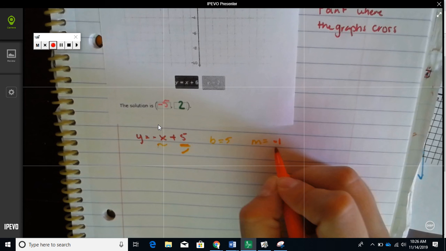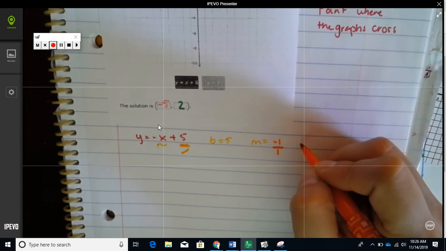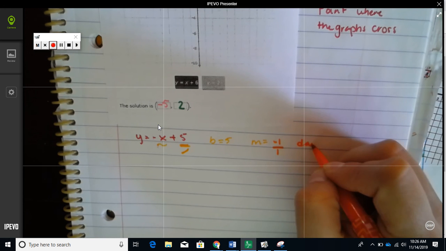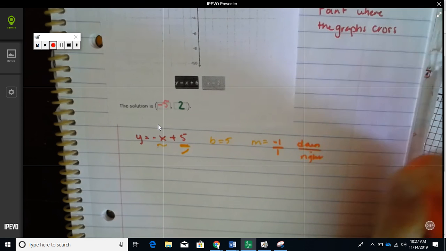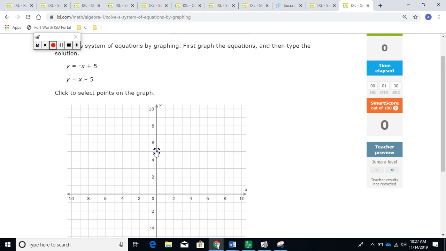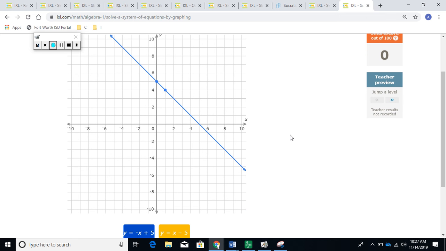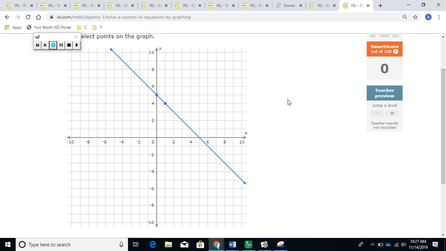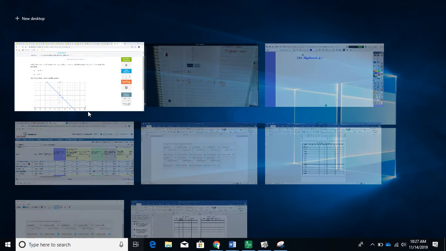It's negative 1 over 1. Because it's negative, Alejandro, do you go down or up? You go down, and then you always go in which direction, Miriam? Do you remember? To the right. So from the banana, you go down 1, down, because it's negative over 1. There's your first graph. Then you're going to click on the other graph, the yellow, and you're going to graph the second one to see where the solution is at.